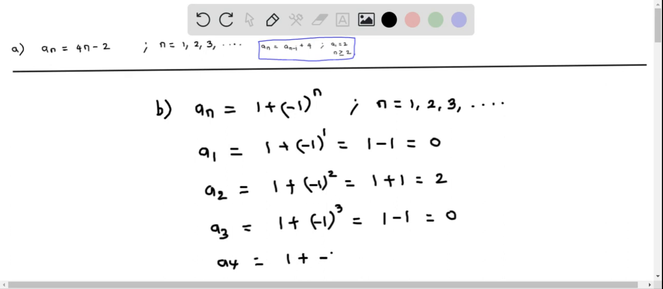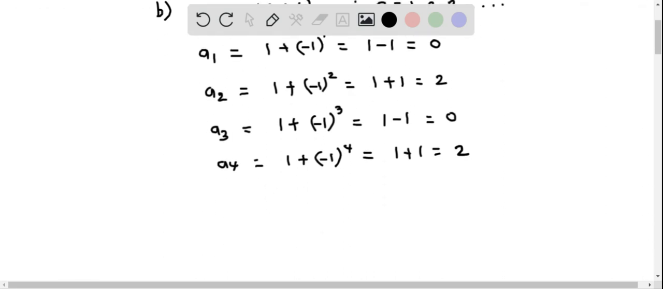Let's find one more term, that is a_4. This equals 1 plus (-1) raised to the power of 4. Negative 1 raised to the power of 4 is positive 1, because if you raise negative 1 to an even power, it is always positive, and if you raise negative 1 to an odd power, it's always negative. So this gives 1 plus 1 equals 2. So let's write down the terms of the sequence, a_1, a_2, a_3, a_4, and so on: 0, then 2, then 0, then 2. It continues like this.